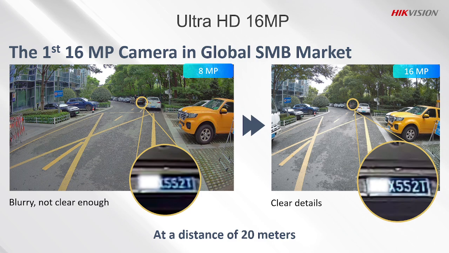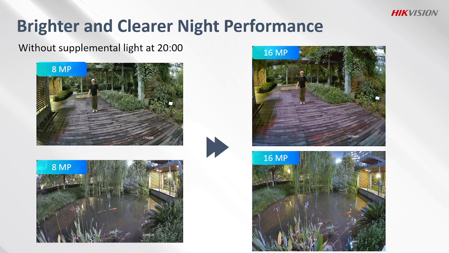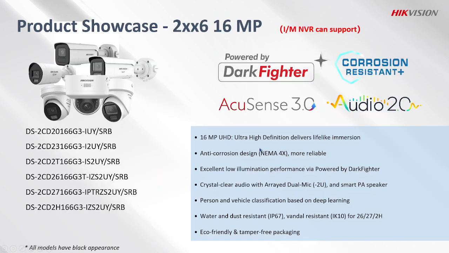The 16MP camera would give us more details compared to the 4K, the 8MP. Though we still get details, but even for longer distance. Now let's say you want to get more details from longer distance, you can use the 16MP. Then brighter and clearer night performance. So at night, we still get very good images with the 8MP and 16MP. Especially the 16MP will have more vivid, more clear images.